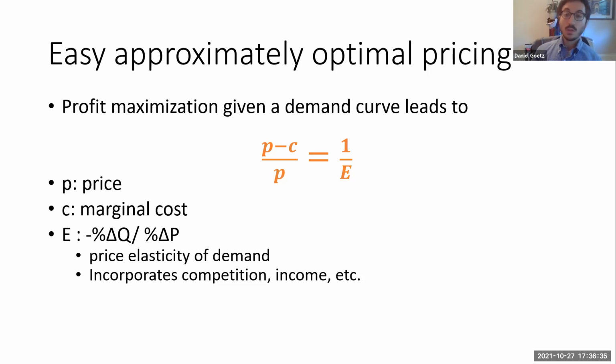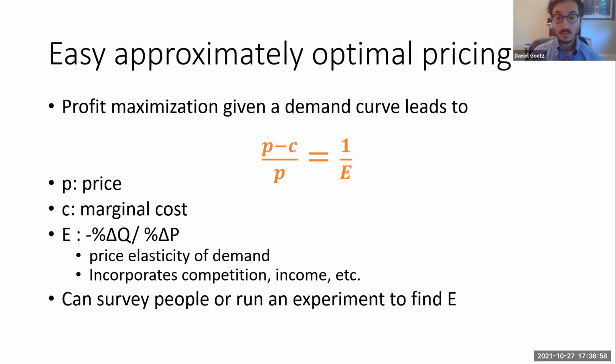In order to apply this formula, we need to be able to recover the elasticity. Instead of figuring out the whole demand curve, we've reduced it to: I just need to know the price elasticity of demand, this percent change in quantity divided by percent change in price, near where I'm thinking of setting the price. How do you figure out E? You can survey people, or you can run a much simpler experiment.